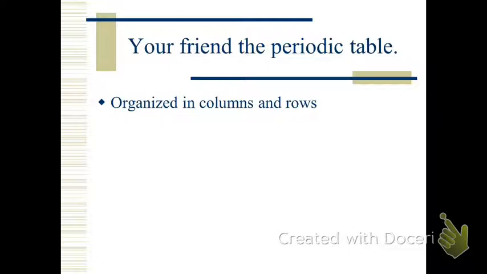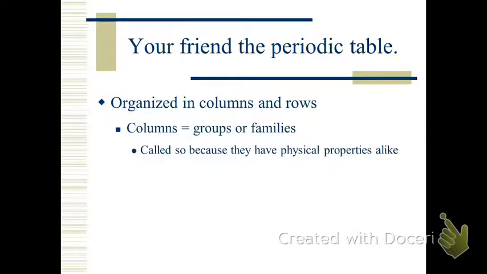So it is organized in columns and rows. And those columns we call groups or families. And we call them families because they have physical properties alike, but also chemical properties alike. For instance, I know that sodium, which is in column 1, is a very, very reactive metal. And underneath it, we have potassium, which is also extremely reactive. So like I said, they have characteristics that are alike.